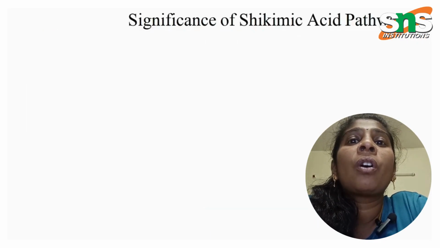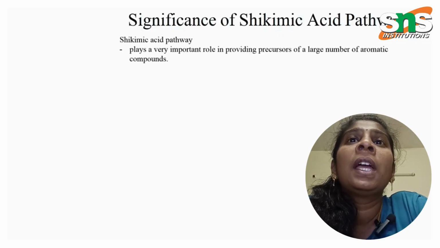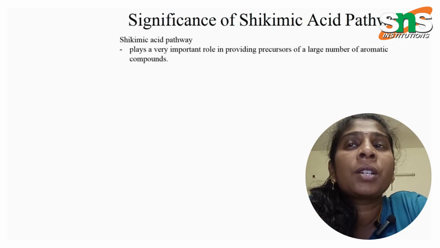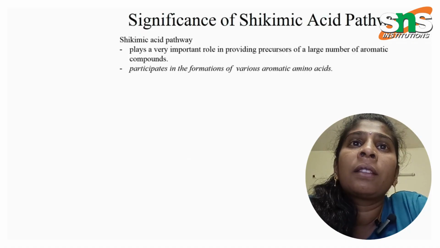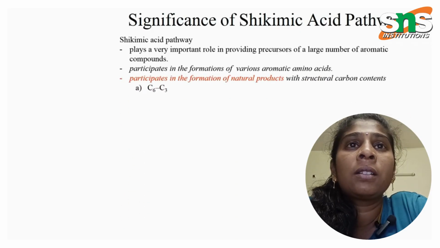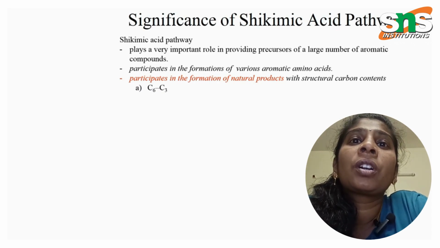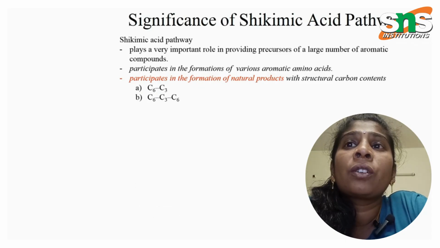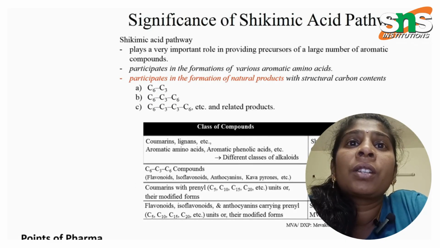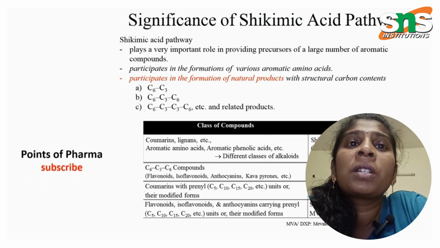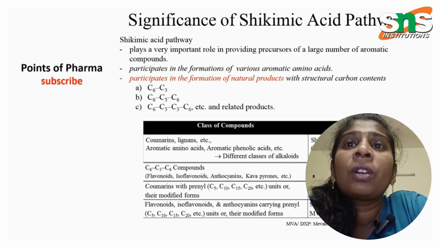Now, significance of Shikimic acid pathway. It plays a very important role in providing precursors of a large number of aromatic compounds, and it also participates in the formation of various aromatic amino acids. These participate in the formation of natural products with structural carbon contents C6-C3, such as coumarins, lignans, etc. Aromatic amino acids, aromatic phenolics, etc.